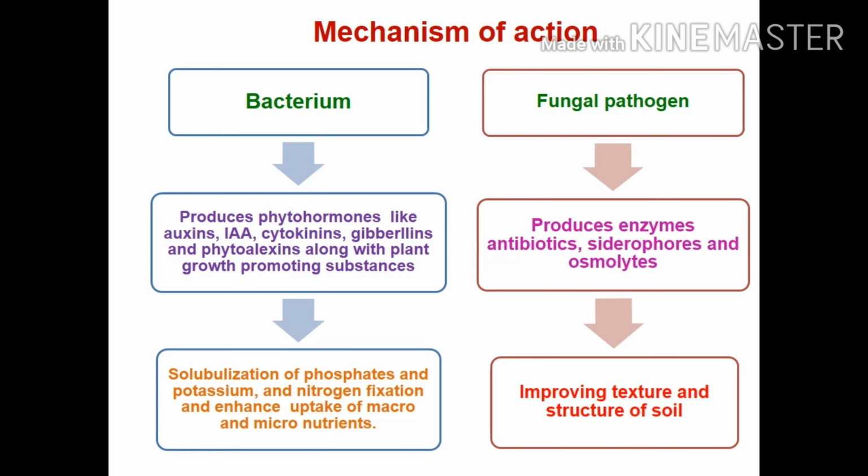The mechanism of action of different microorganisms. If you apply bacterium, that will produce phytohormones like auxins, indole acetic acid, cytokinins, gibberellins and phytoalexins, along with plant growth promoting substances that will help in solubilization of phosphates and potassium, as well as nitrogen fixation, which also enhances the uptake of macro and micronutrients. If you apply the fungal pathogens, that will produce enzymes, antibiotics, siderophores and osmolytes that will have a direct effect on improving the texture and structure.